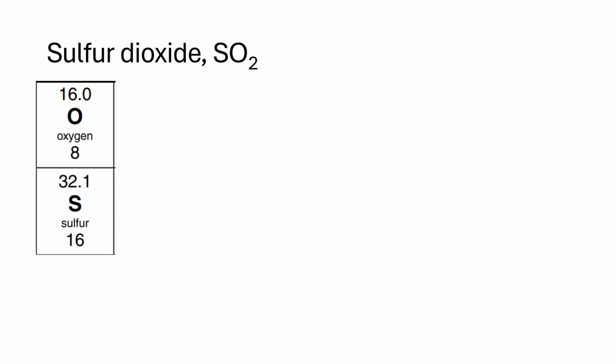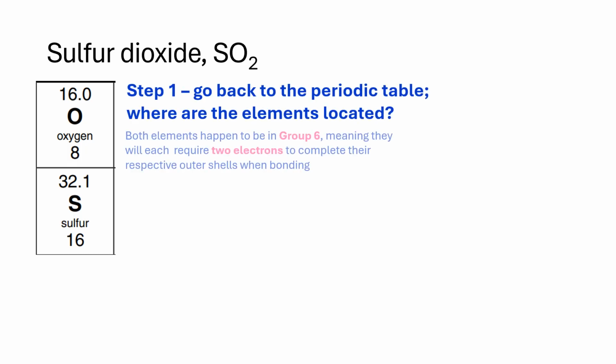So the first thing to do is to go back to your periodic table and look at what group the elements are in. In this case, both of them happen to be in group 6. This means they'll each require 2 electrons to complete their respective outer shell when bonding.